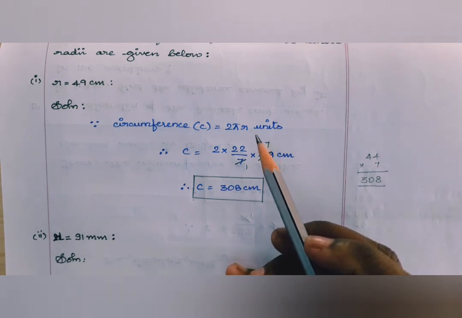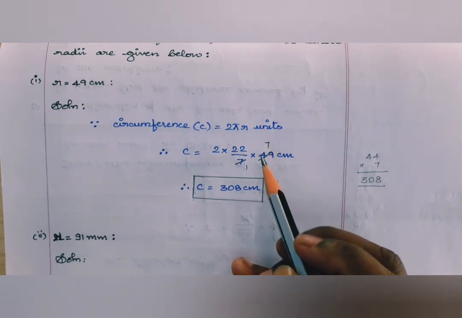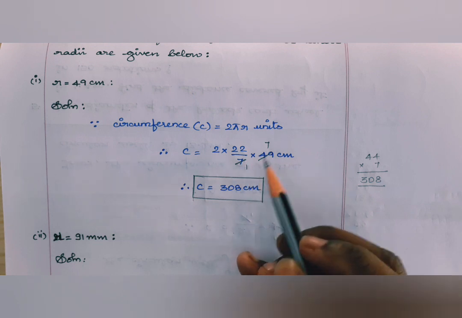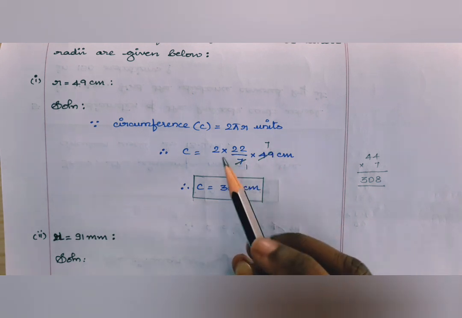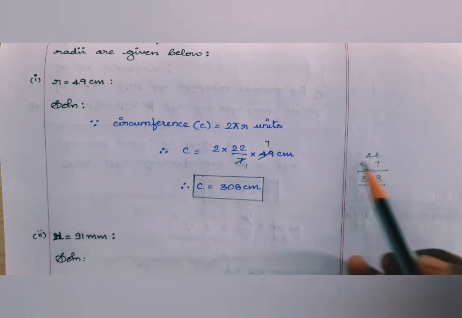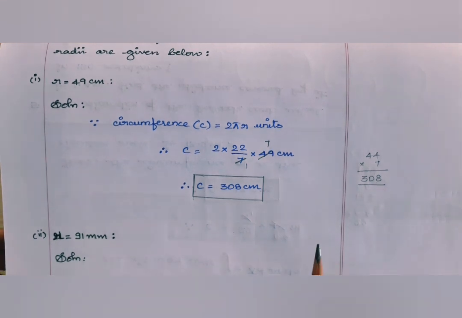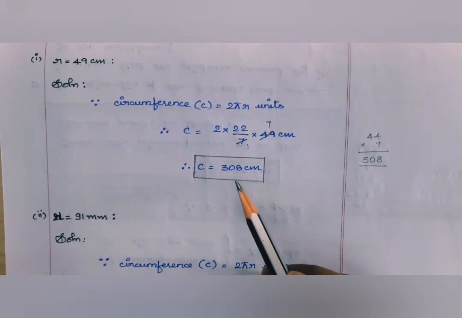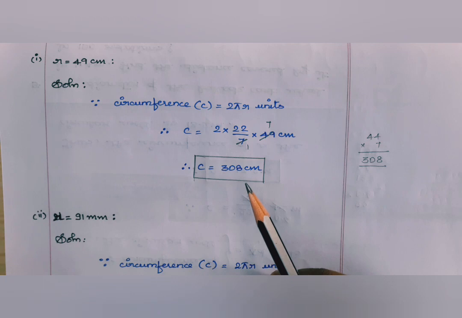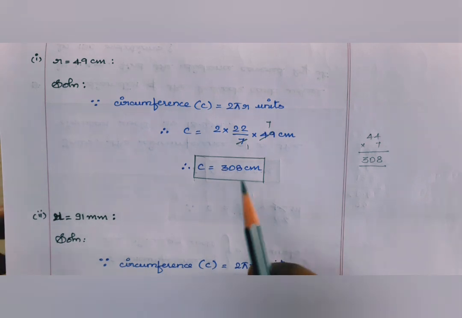C is equal to 2 into 22 by 7 into 49 centimeters. So, 1 7 is 7, 7 7s are 49. So, 22 into 2 is 44, 44 into 7 is 308. Therefore, the circumference is equal to 308 centimeter. Clear? Second question, R is equal to 91 millimeter.